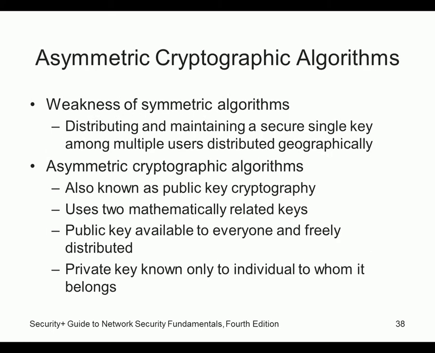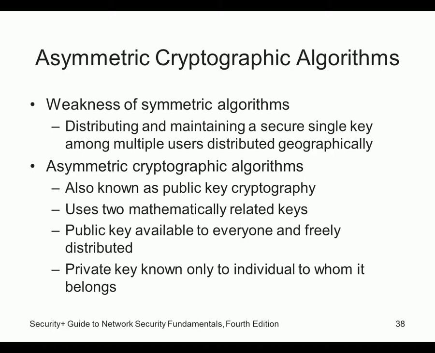So we already talked about symmetric. Symmetric has the same key. Asymmetric has different keys. Its weakness is distributing and maintaining a single secure key among multiple people is a problem. With symmetric, we have to get that same key to encrypt and decrypt. So if I want to send something to Shalon, I have to get her that key so she knows what to decrypt it with. So that's a problem with symmetric.